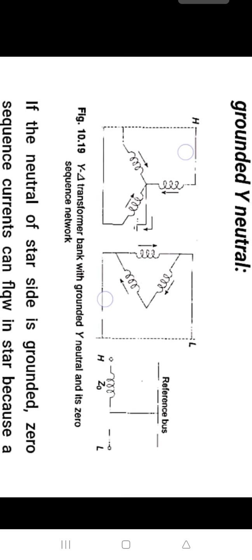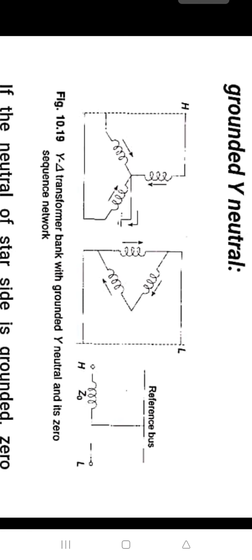Now, the third case is the star-delta transformer bank with grounded star neutral. So, if the neutral of the star side is grounded, zero sequence currents can flow in the star because the path is available to ground, and the balancing zero sequence current can flow in the delta. Of course, no zero sequence current can flow in the line on the delta side.